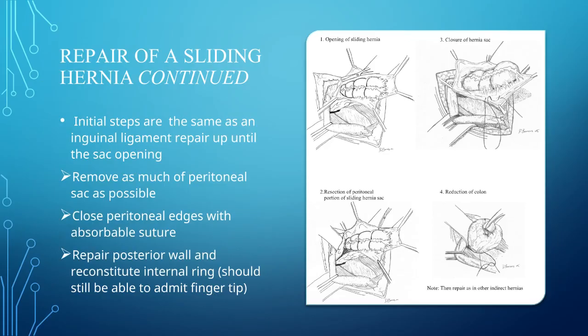cecum, do not attempt to dissect it completely free from its mesentery, as this will devascularize it. Remove as much of the redundant peritoneal sac as possible without endangering the organ. Close the peritoneal edges with an absorbable suture. Then reduce the sac and proceed with the standard repair of the posterior wall and internal ring, which should still admit a fingertip.